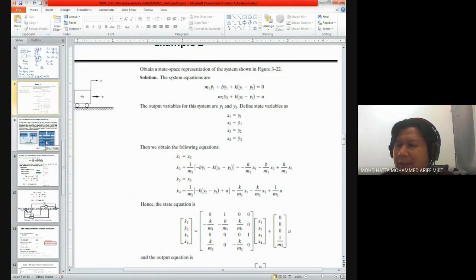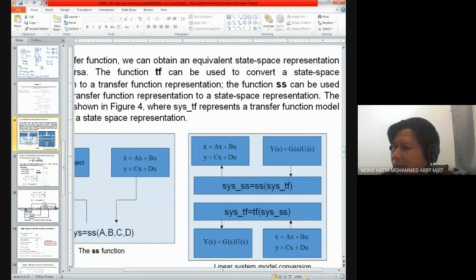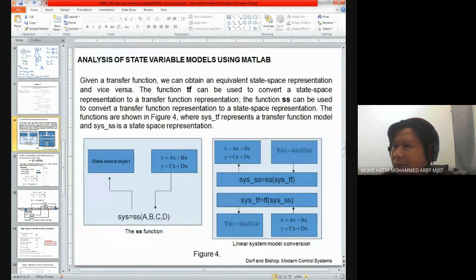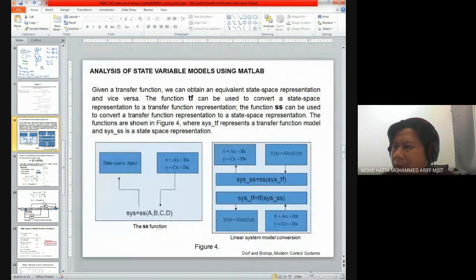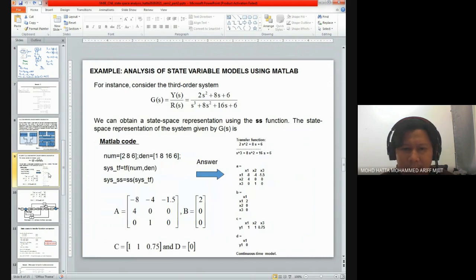All right, that's for example number 1. This is our main content for today, which is how do we convert from state space representation into a transfer function. Maybe I'll skip this one. To do that, the easiest way is by using MATLAB, of course.